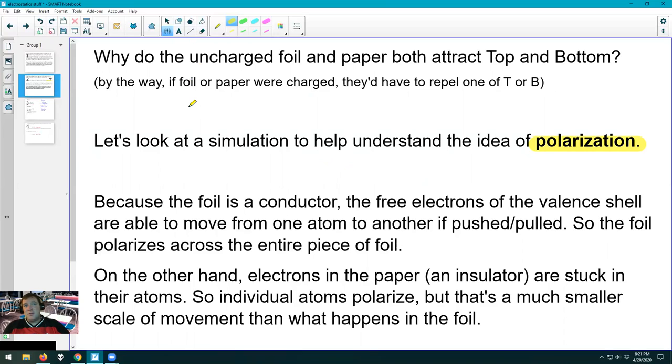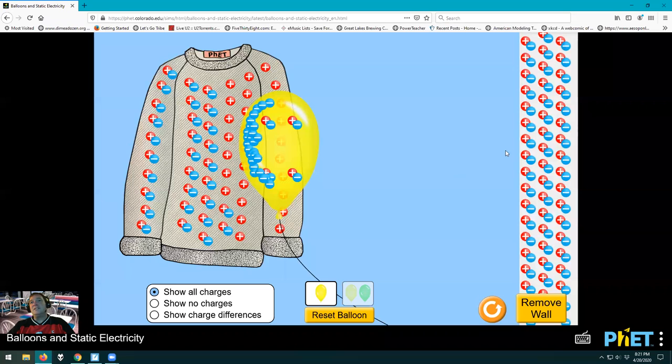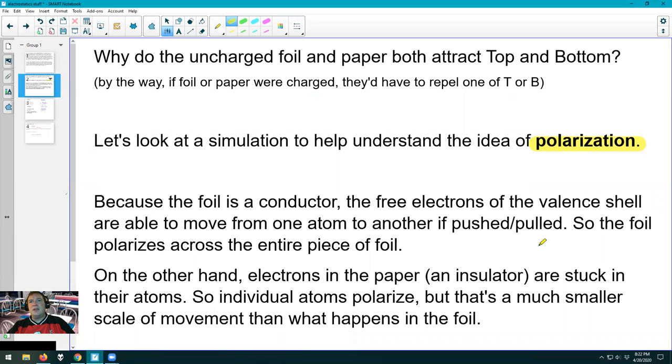Because the foil's a conductor, those free electrons in the valence shells can go from one atom to another. So say if that wall were made out of aluminum, a metal, then electrons from the front edge of the wall would move into the atoms next door, and then from those atoms, electrons would move to the side, and repeat that process, and we have electrons shifting from atom to atom across the entire metal wall all the way over. But if we were looking at, say, a piece of paper, the electrons can't move from atom to atom in a piece of paper. They're stuck in their atoms.